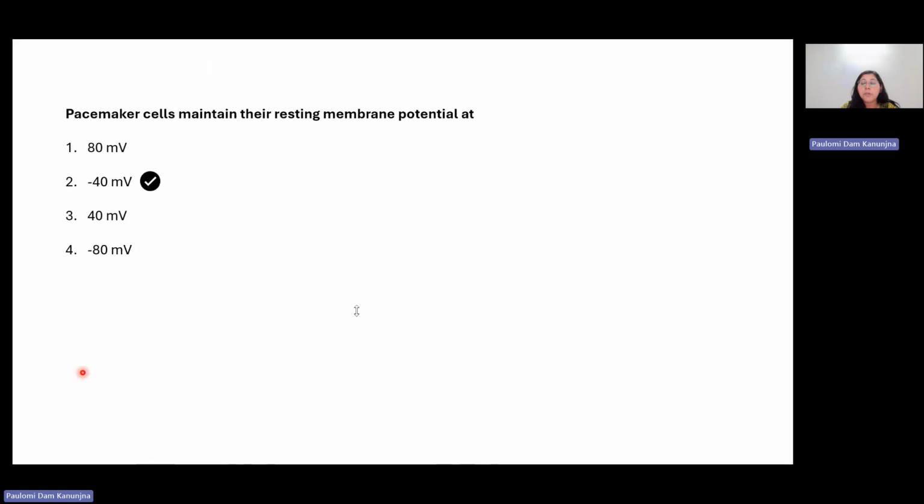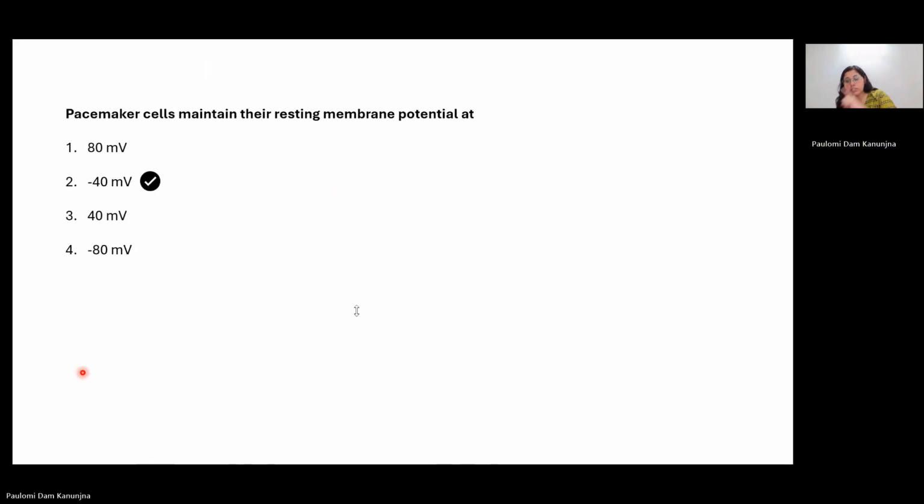What is a stable resting membrane potential? It stays like this only until your Na plus influx begins, right? So it stays at minus 40. However, in your pacemaker cells, they have a maximum diastolic potential, which is basically when they are in diastole, at minus 60 to minus 70 millivolts. And then they slowly depolarize till minus 40, and when they reach minus 40, they begin the depolarization.